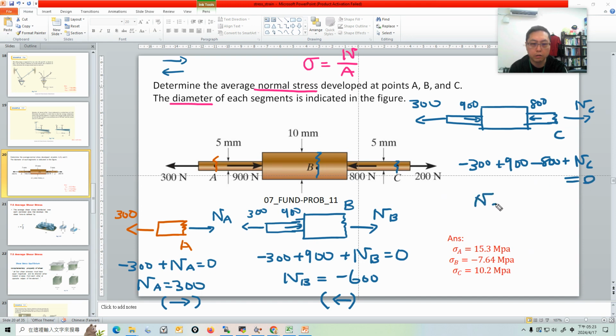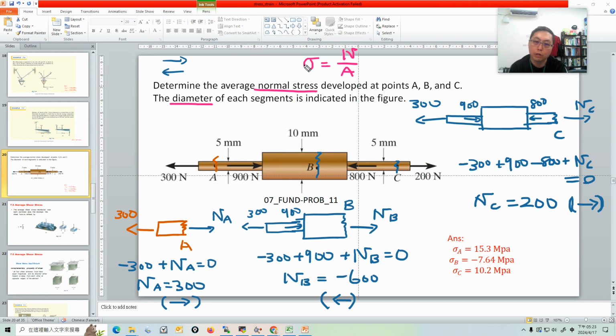So what is NC? Minus 300, it's 100, sure, it's minus 200. So NC is 200, and as we assumed pointing to the right, I get a positive value. That means it's really pointing to the right. So we got the forces, and then we can use the force divided by area.